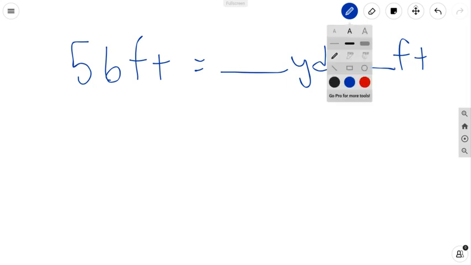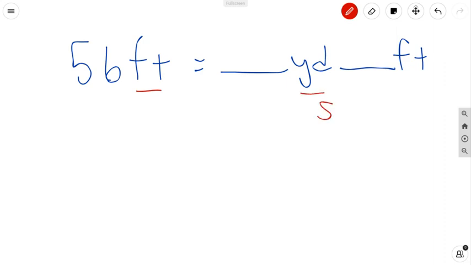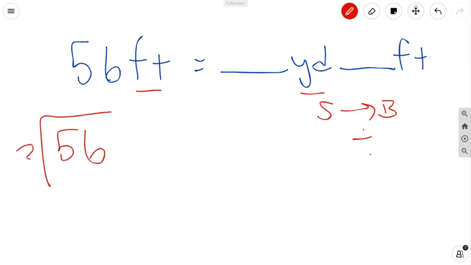Well, there are 3 feet in a yard. I'm going from small to big, which means I'm going to have to divide. So small to big is divide. So let's do 56 divided by 3 because there are 3 feet in a yard.